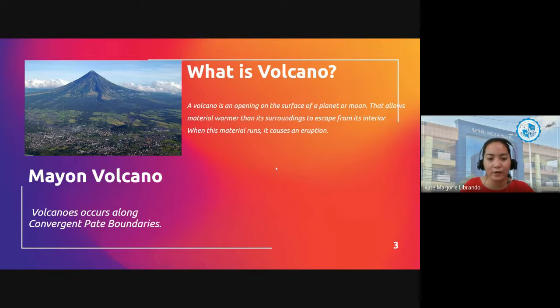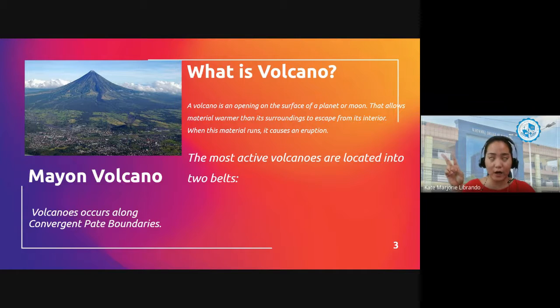Now, what is a volcano? A volcano is an opening on the surface of a planet or moon that allows material warmer than its surroundings to escape from its interior. When this material erupts, it causes an eruption. There are certain locations wherein the most active volcanoes are located, and these are the two belts: the Alpine-Himalayan belt and the circum-Pacific belt. The circum-Pacific belt is known as the ring of fire.